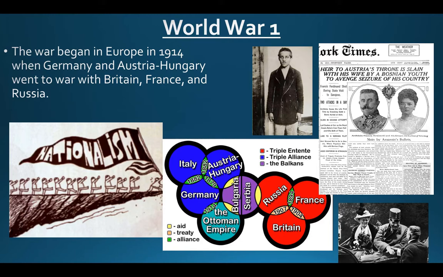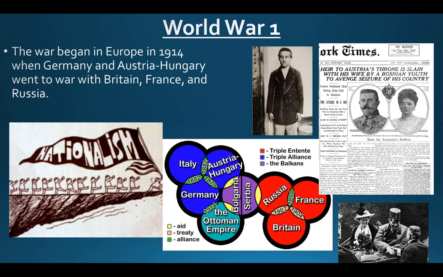Germany and Austria-Hungary are going to go to war with France, England and Russia in particular, right? We have the assassination of the Archduke Franz Ferdinand, who you can see there in the newspaper clipping and on the bottom right, with his wife by a man named Gavrilo Princip, who is up there on the top left.